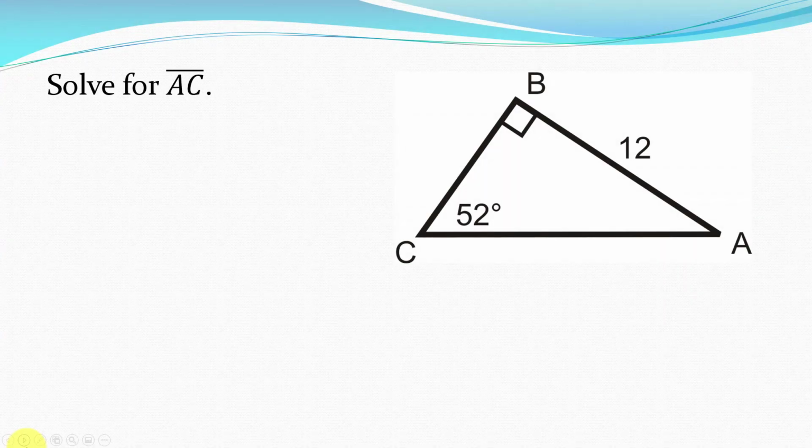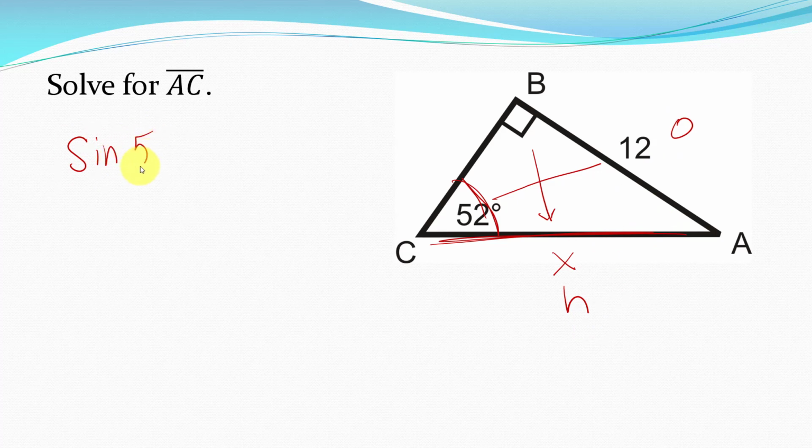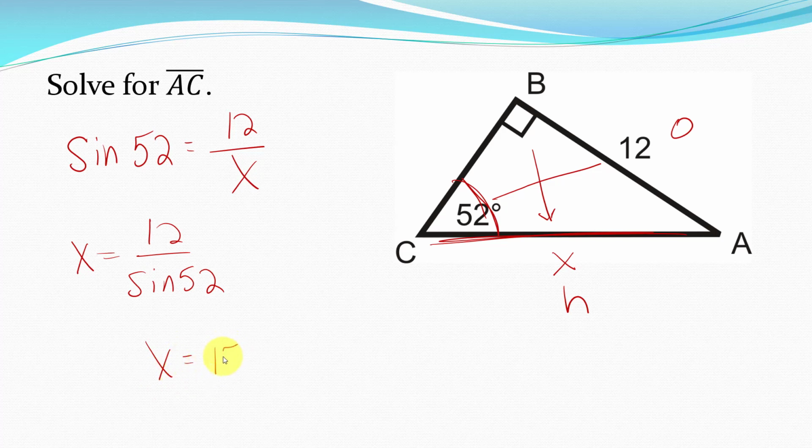And last one, solving for AC, same picture. Right here, x. So this is the hypotenuse. This is opposite. So SOHCAHTOA, that's the sine function. Sine of 52 equals opposite over hypotenuse. Switch places, x equals 12 over sine 52. Put it in your calculator and you get x equals 15.2282, which rounds to 15.2.